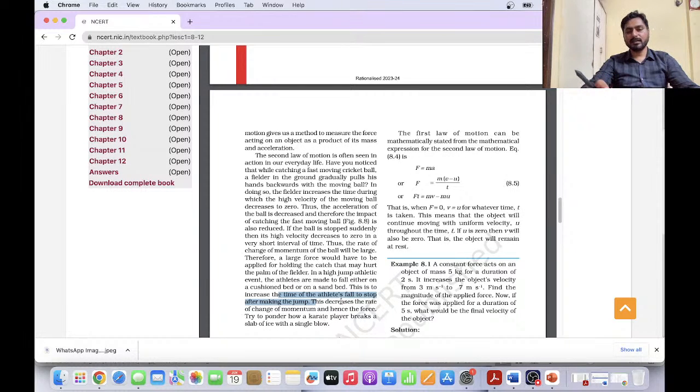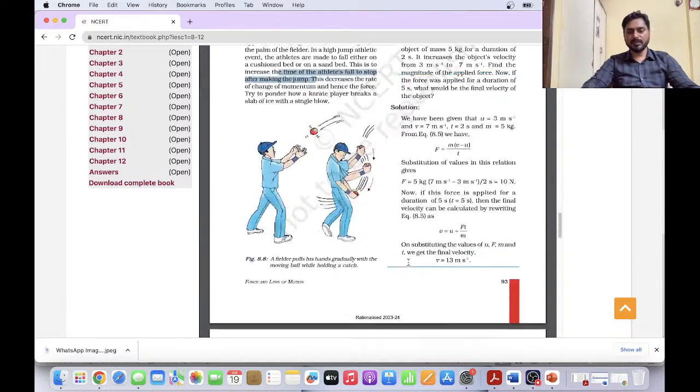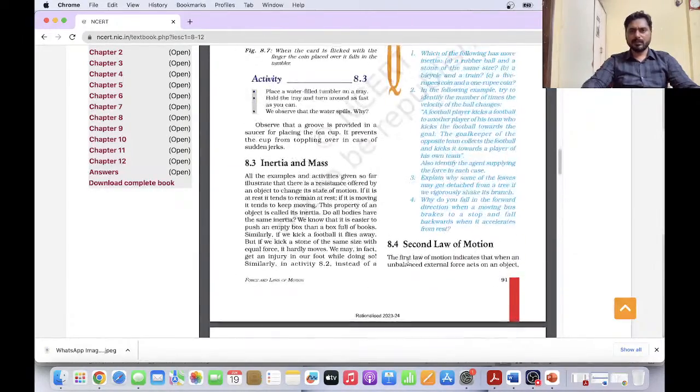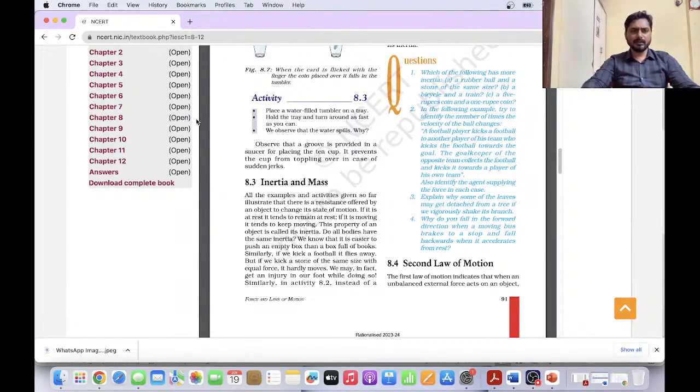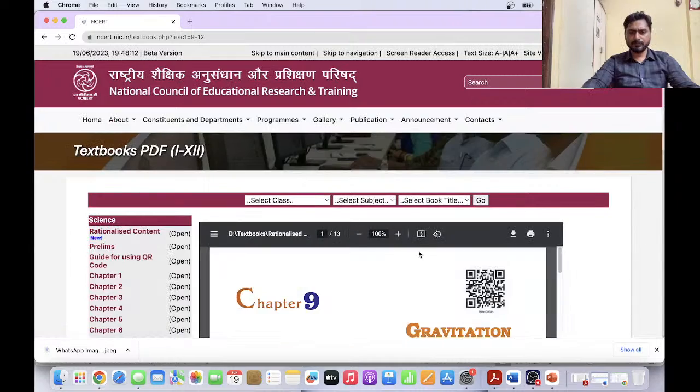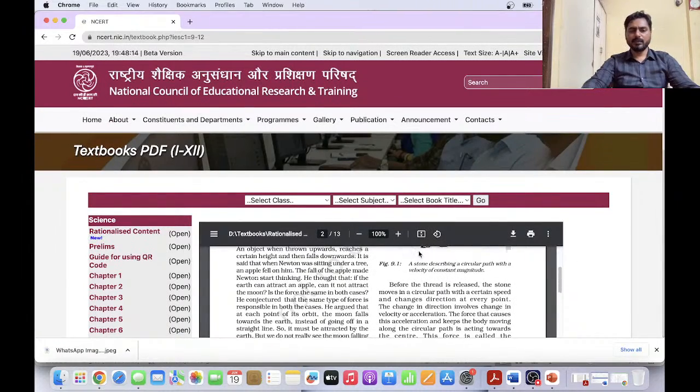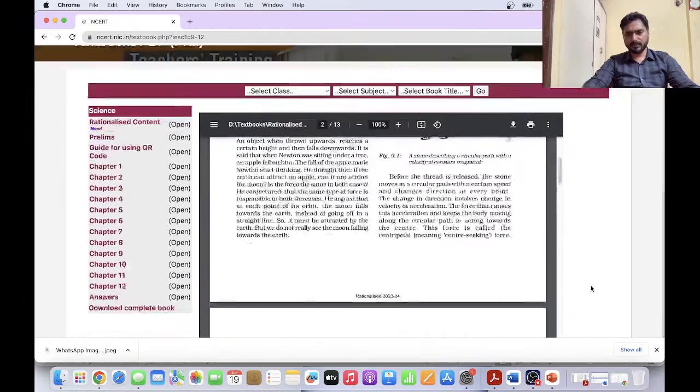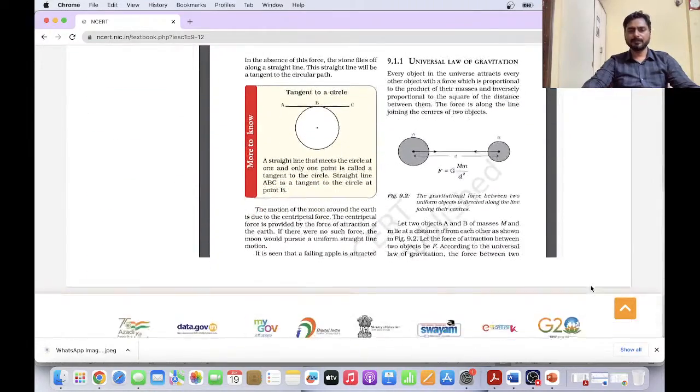So we are utilizing the concept of the first law of motion, second law of motion, and the third law of motion in many areas. So we have seen many examples. So let us look at this in gravity. We have explained gravity.